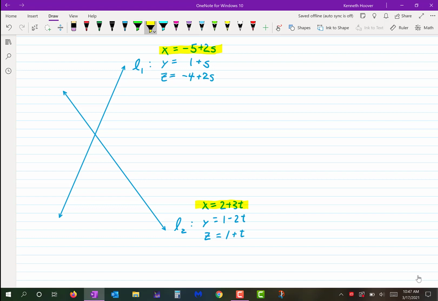We want to set them equal to each other. -5 plus 2s equals 2 plus 3t. What does that tell us? That tells us that 2s would have to equal 7 plus 3t.